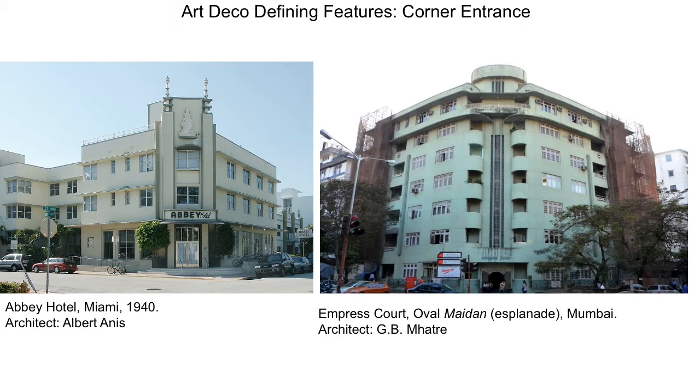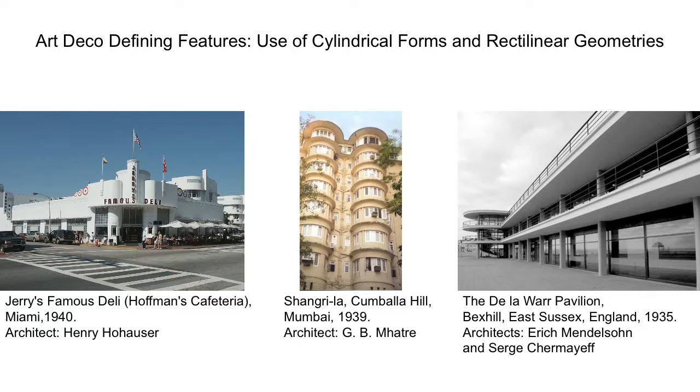Another feature of Art Deco building is the corner entrance. We see this here in the Abbey Hotel, this ornamented corner with 2 spires at the top, as well as in the Empress Court at the Oval Maidan Esplanade in Mumbai. Here you can see that cylindrical forms paired up with rectilinear geometries is a clear sign of Art Deco inspiration. Jerry's Famous Deli, again from Miami on the left, has those rounded columnar forms at its side entrance.